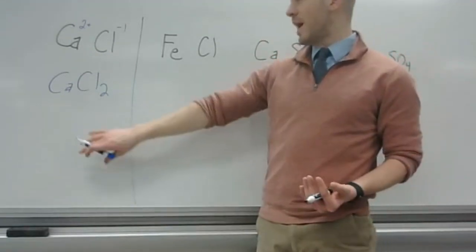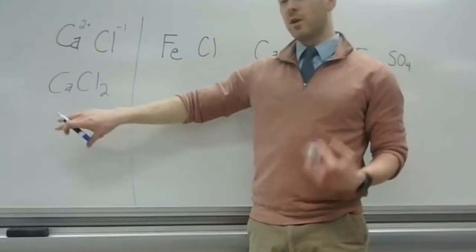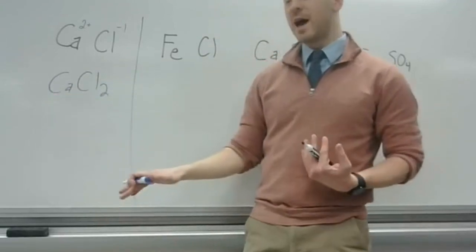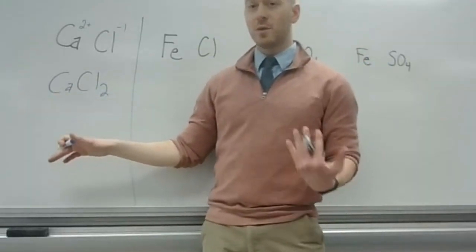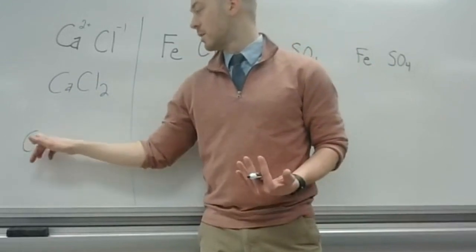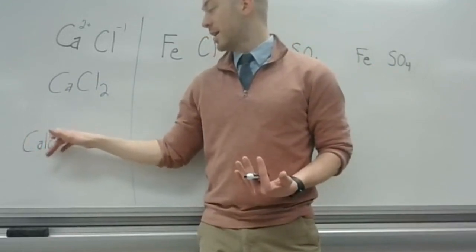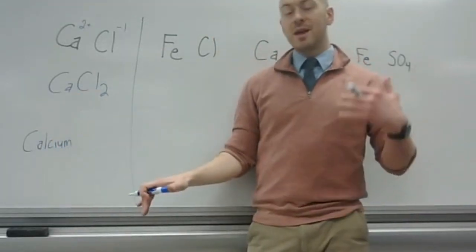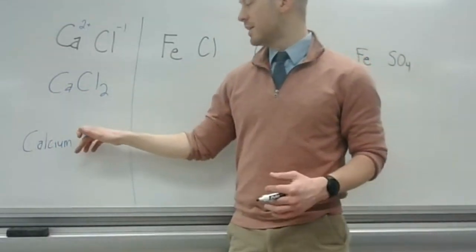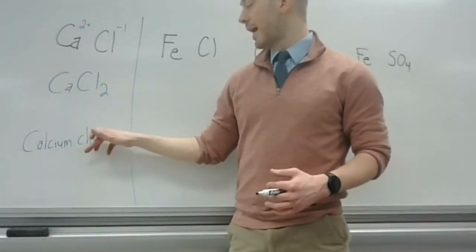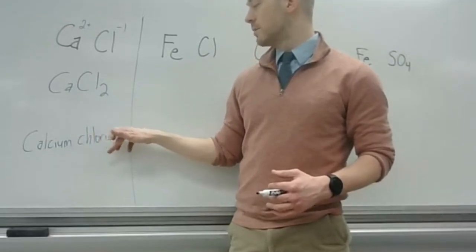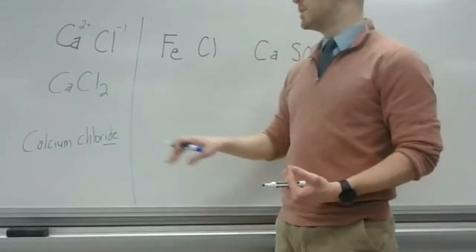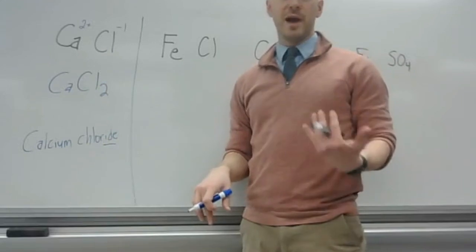For the name, we have to do one little trick, one little change. Calcium, the cation or first atom in this, keeps the same name. So calcium is just calcium. Our second ion, our anion, the negatively charged ion, chlorine, keeps its name, but it changes the ending to -ide. So instead of calcium chlorine, we have calcium chloride as the ending. That's our really simple example, when we have 2 ions with defined charges.